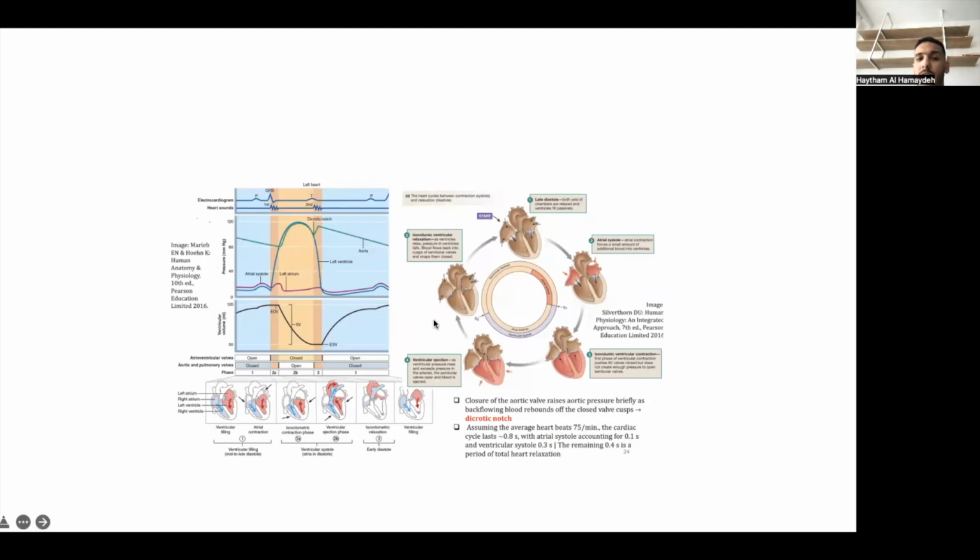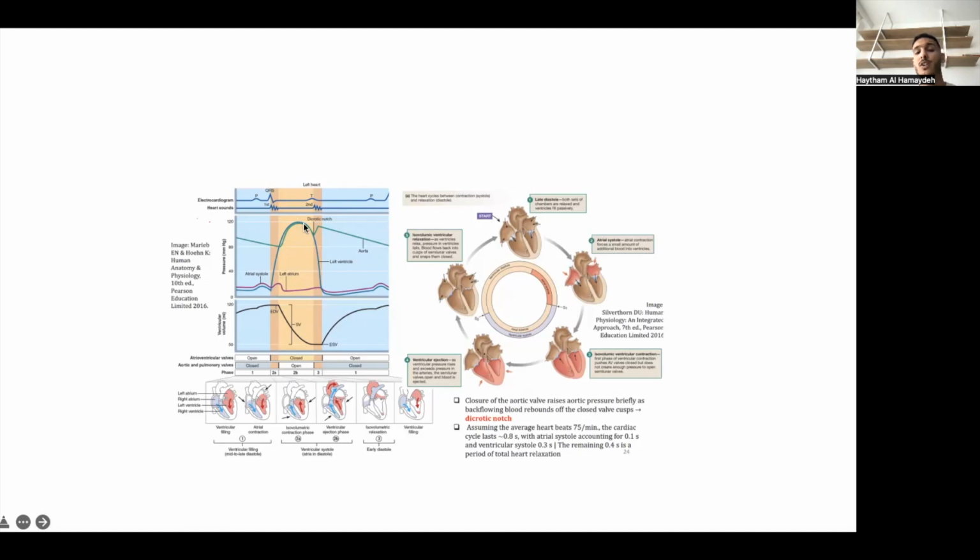So the blood is moving and wants to go out. The pressure within the ventricles is way higher than the pressure within the aorta. This opens the valves and allows the blood to completely move into those circulatory systems.